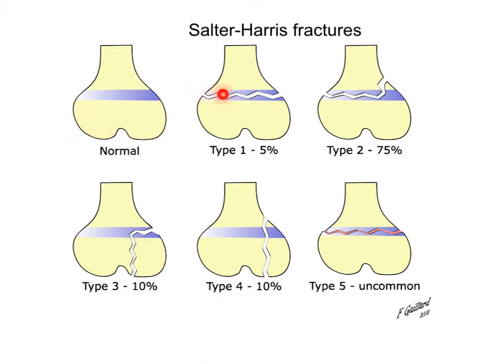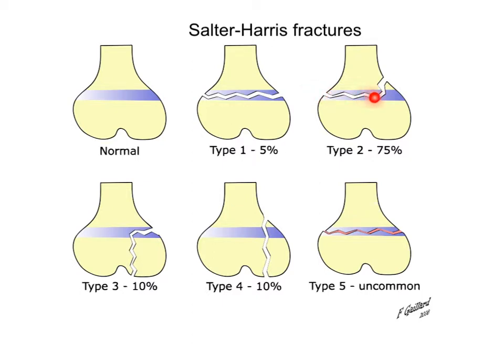So as you can see here, a Salter 1 fracture goes directly through the growth plate. This would be an example of a non-displaced Salter 1 fracture. But you could also imagine that this epiphysis could be displaced, and so you can have a displaced type as well.